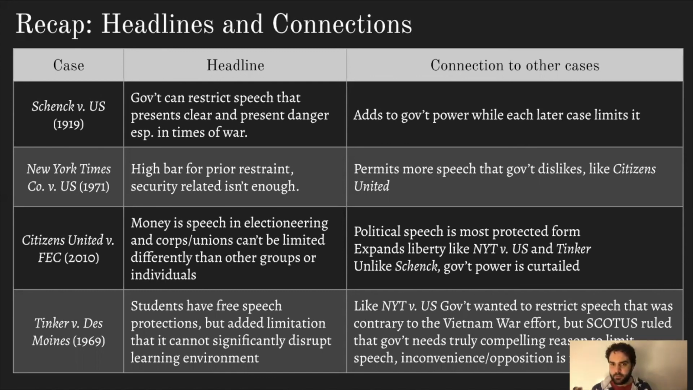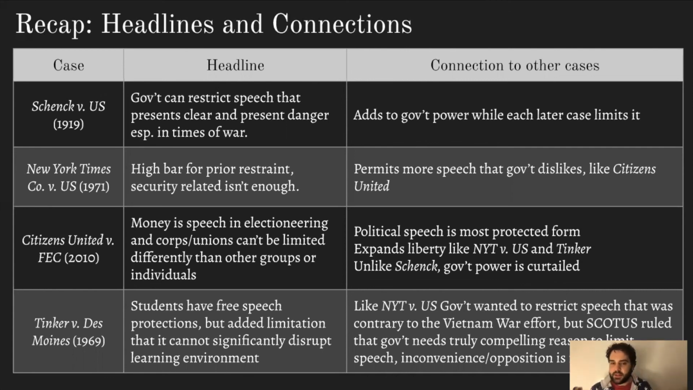How is it connected? Well, this case permitted more speech that the government dislikes, unlike Schenck, but in line with Citizens United. And Citizens United v. FEC in 2010. Headline: money is speech when it comes to electioneering, when it comes to getting involved in campaign financing. And corporations and unions can't be limited differently when it comes to this speech than other groups or individuals. You might be able to limit some campaign finance, but you can't limit these groups differently.